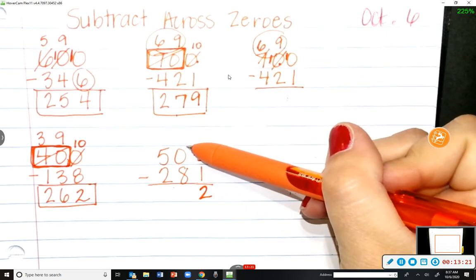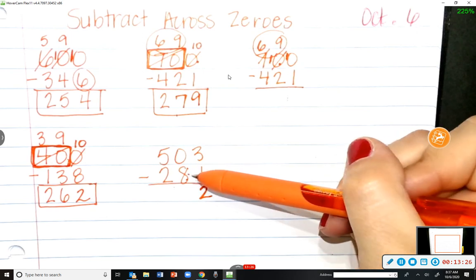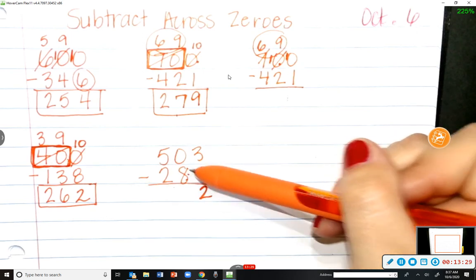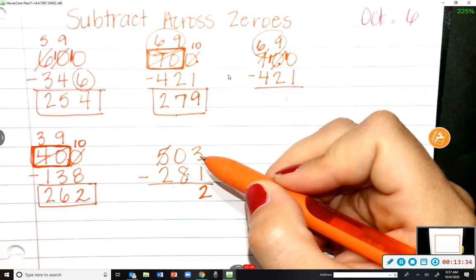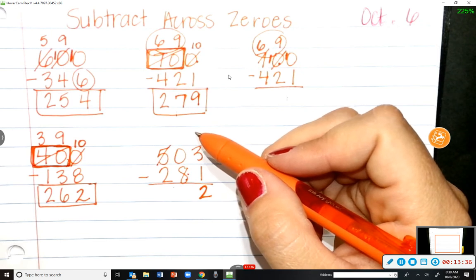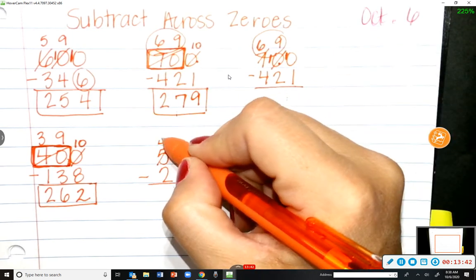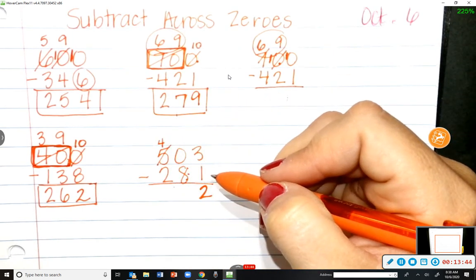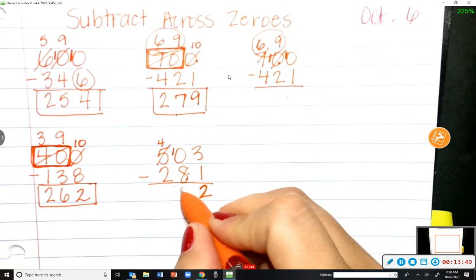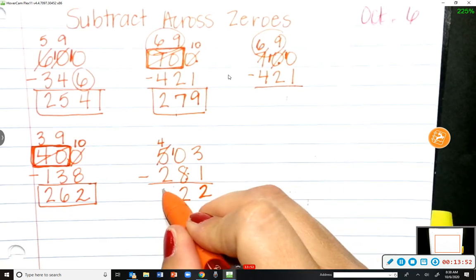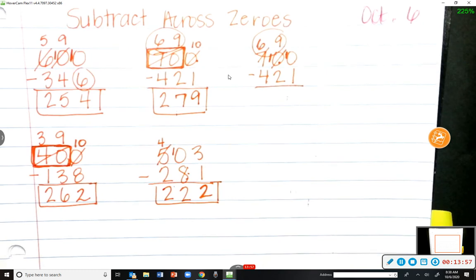Okay, now we go to the tens place. Can I do 0 minus 8? No, so now I need to borrow like the normal way of what we practiced yesterday. Okay, so I'm going to go next door and borrow from the 5. 5 becomes what, Evangeline? 4. And the 0 becomes what, Gregory? That 0 becomes a 10. Very good. 10 minus 8 is 2. 4 minus 2 is 2. 222.